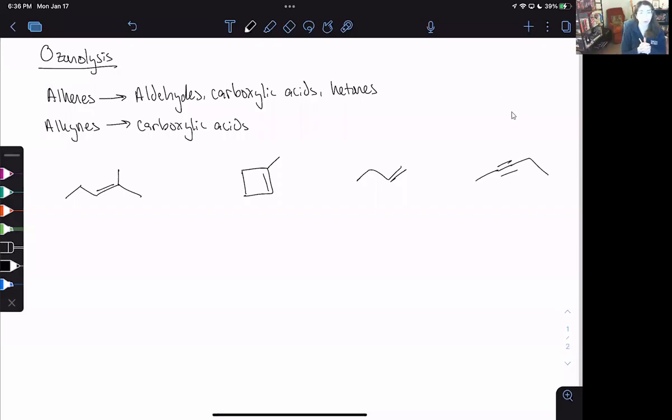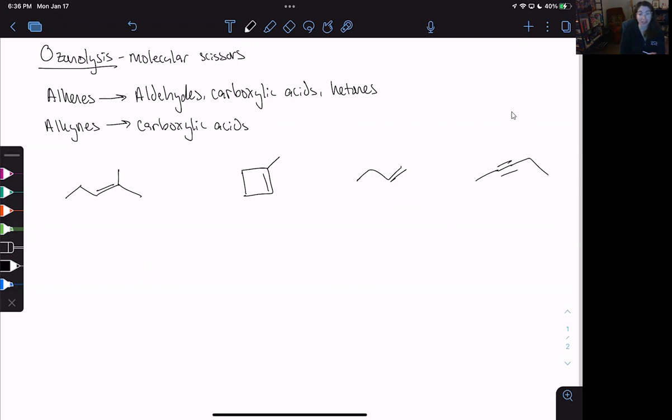Hi everybody, I'm going to go over ozonolysis in this video. This is a neat little reaction that you can essentially think about as molecular scissors. We're literally going to be chopping bonds apart, which is definitely a unique thing about this.